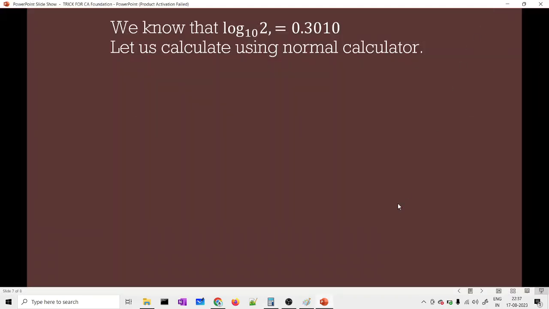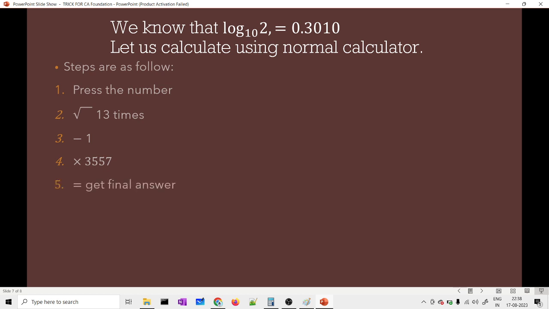So I want to find out log 2 to the base 10 using that calculator. I assume I don't know that value. The first step is to write that number. The second step is to press the square root sign 13 times. Then we have to do minus 1, and the last step is to multiply it with 3557 and at the end press the equal sign to get the answer. So I know my answer is going to be 0.3010.